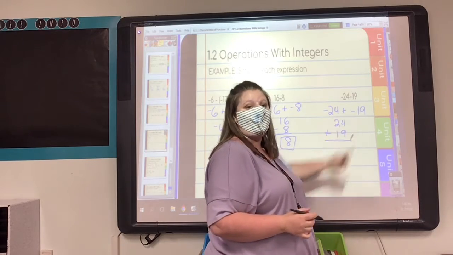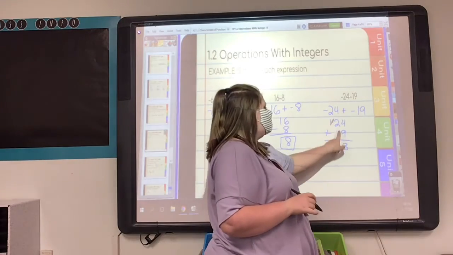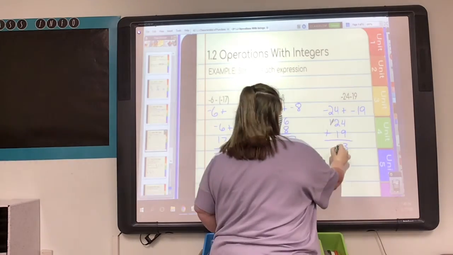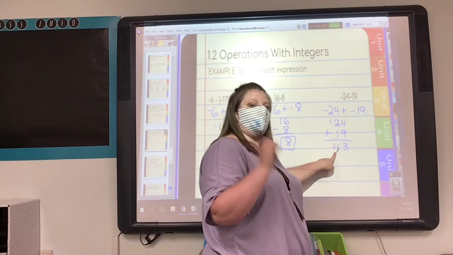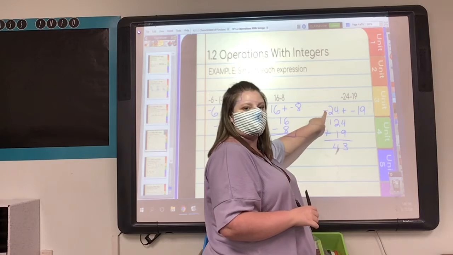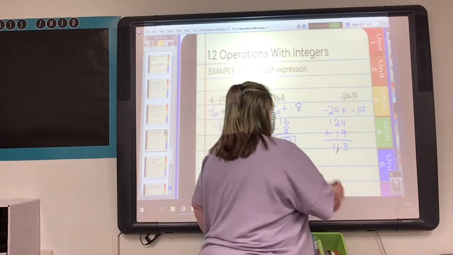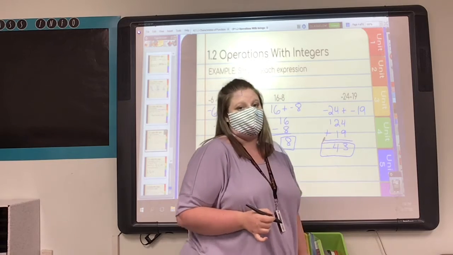9 plus 4 is 13. We carry the 1. 2 plus 1 plus 1 is 4. So that gives us 43. But before we finish, we have to remember, after we find the sum, we need to take back the original sign. So the original sign was negative, so our final answer also needs to be negative. So we get negative 43.